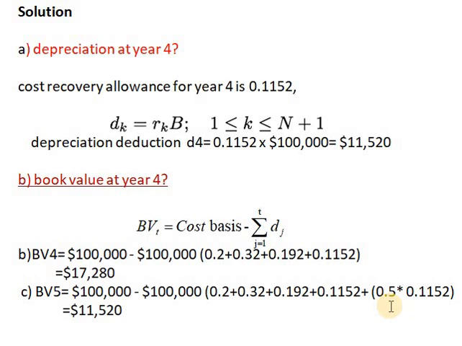So whenever I stop, I'm going to multiply the last rate that I got from the table by half. So this is how we calculate the book value at different years, whether I have disposal or not. This is how we solve the exercises.